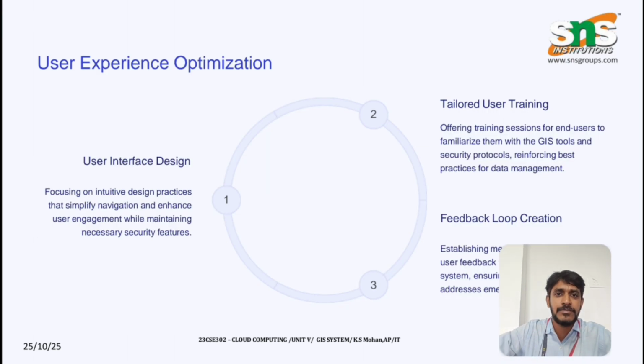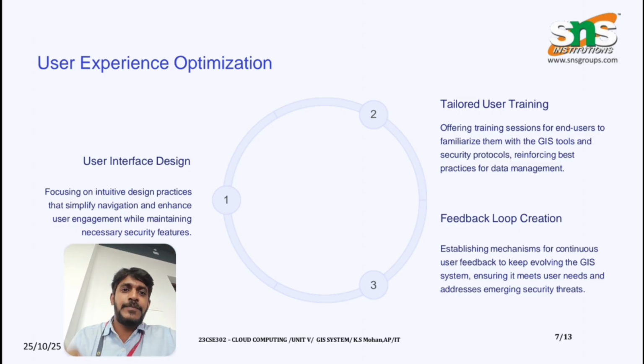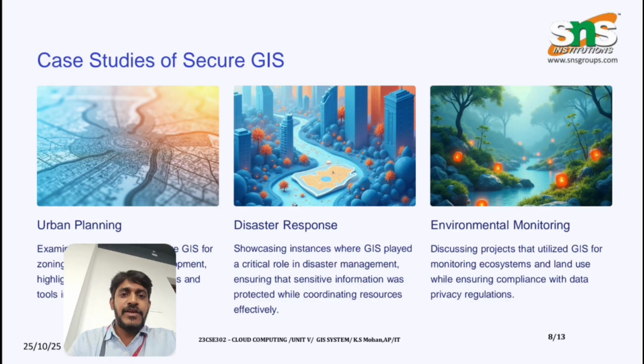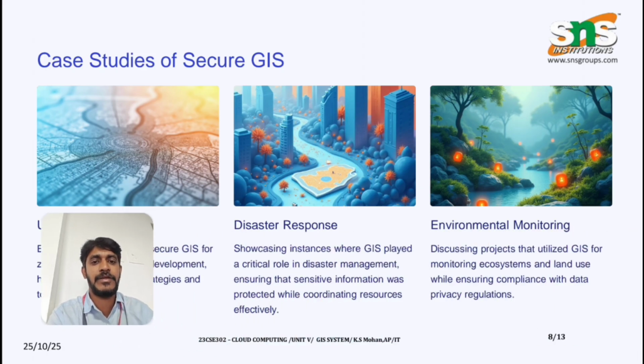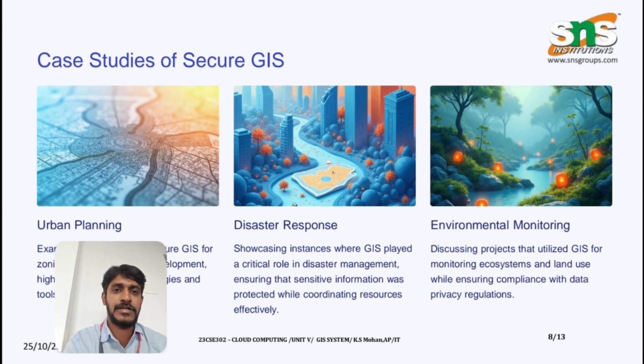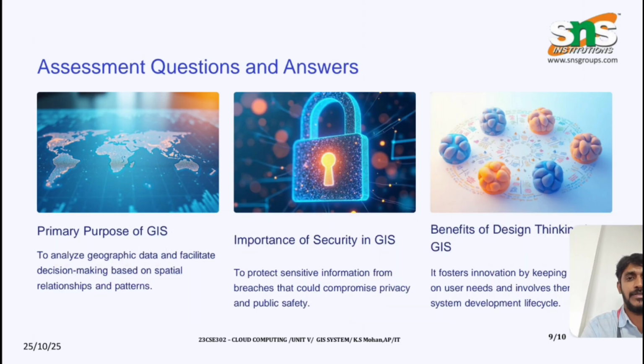Let's discuss user experience optimization. This includes user interface design, tailored user training and feedback loops. Next we have urban planning, disaster response and environmental monitoring, and how cities and other things can be transformed, as discussed in the case study. Disaster response and environmental monitoring play a role. Next we have an assessment with questions and answers.